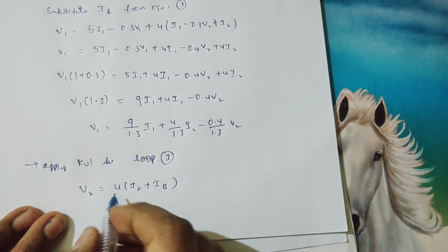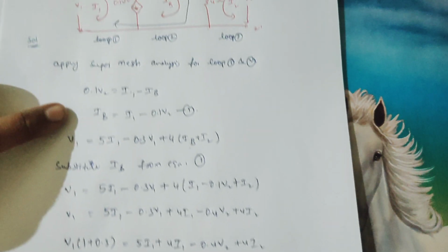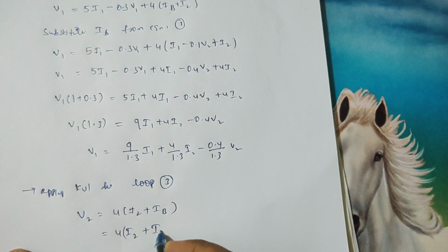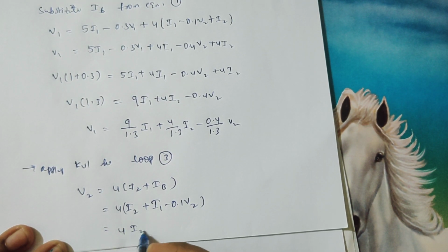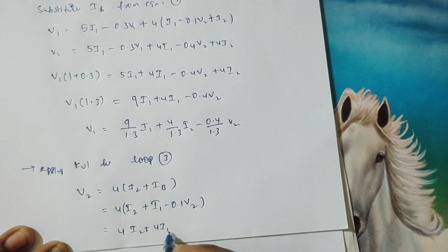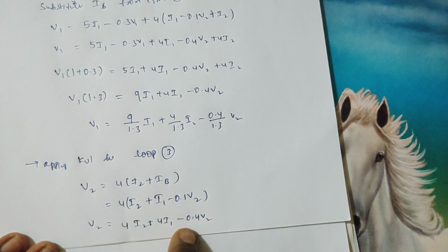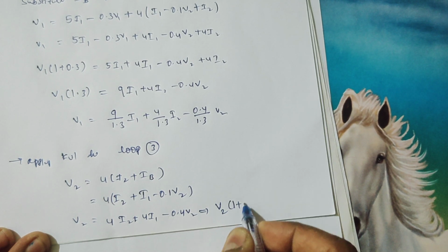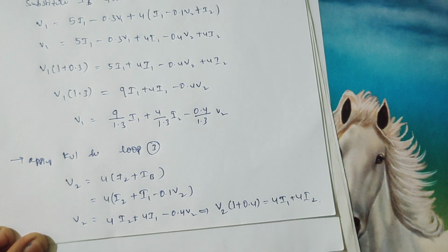But here we know the value of IB now. So this is 4 into I2 plus IB, and from equation 1 we can say IB is equal to I1 minus 0.1 V2. Therefore it is 4I2 plus 4I1 minus 0.4 V2. So here this is the left hand side V2, make this term to here now. So we will get V2 is equal to 1 plus 0.4 of 4I1 plus 4I2.